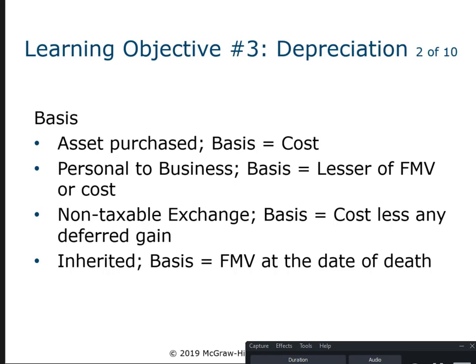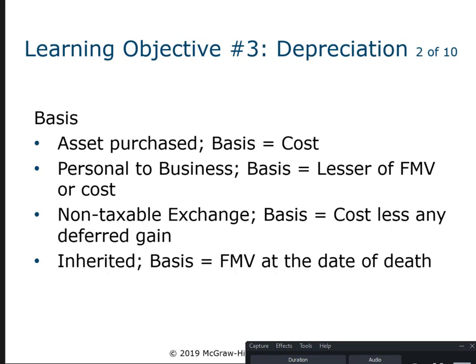Remember, during the time it was a personal asset, no depreciation. Only when it's been converted and you start actually using it, okay? Now, you can have an asset that has both personal and business use. Let's say you use it 50-50. You would depreciate just the business part. Okay, and so your basis would be the half that is actually used in the business.